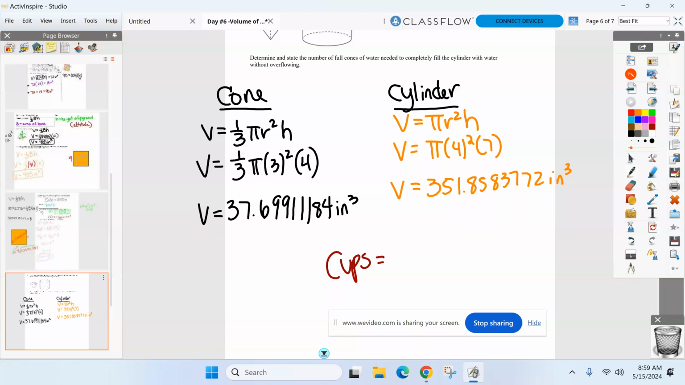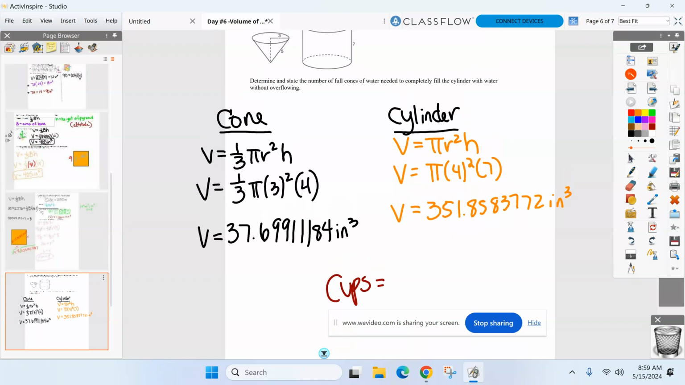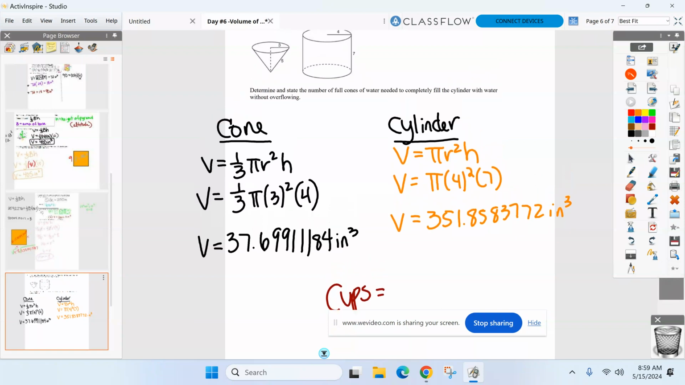Make sure our volumes match. And I see some of your papers, you left it in terms of pi. That's fine too. If you don't want to write the decimal, you could have left it in terms of pi. All right, now let's try to figure out how many cups. Is everyone good with the calculations?